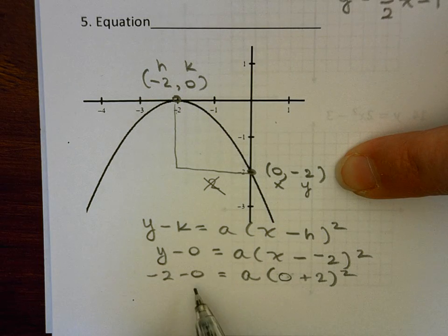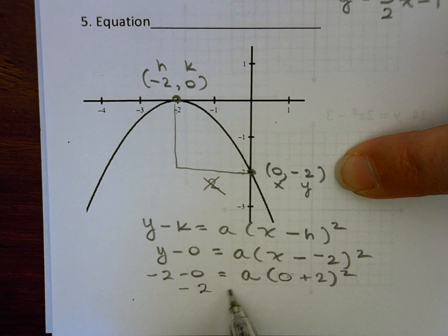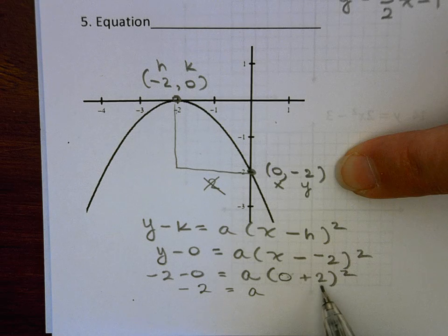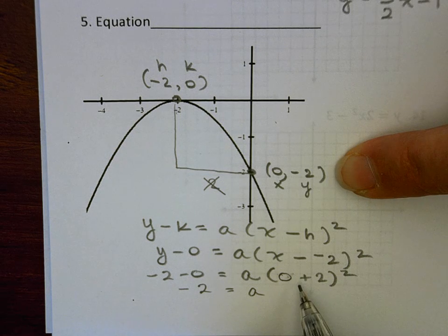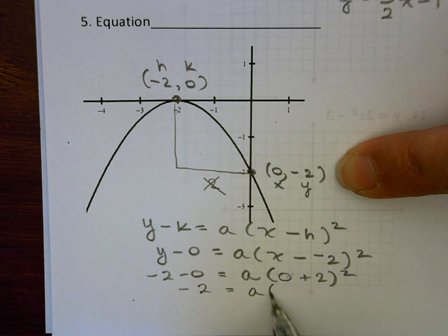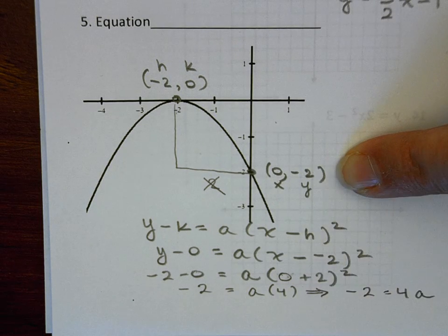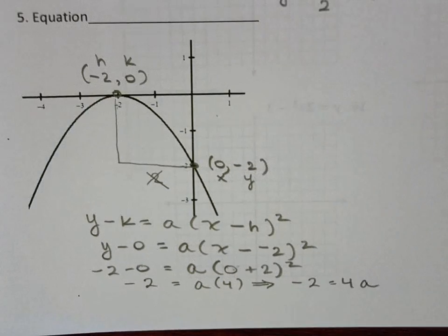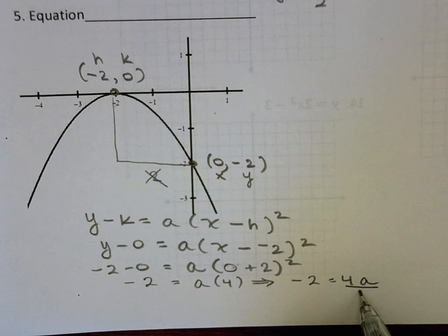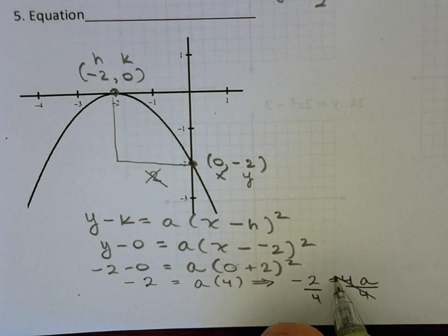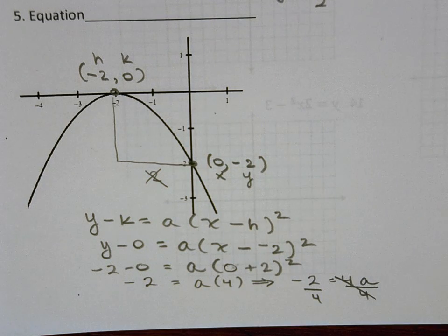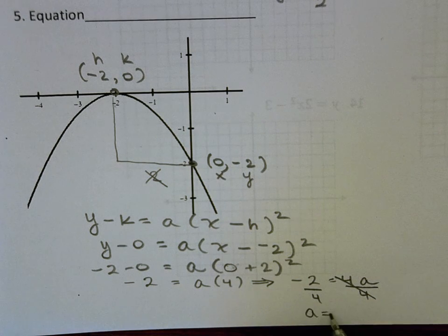And then simplify. -2 minus 0. 0 plus 2 is 2. Squared is 4. So that's the same as just -2 equals 4a. And then divide by 4. And then when I reduce that, I'll get -1 over 2.